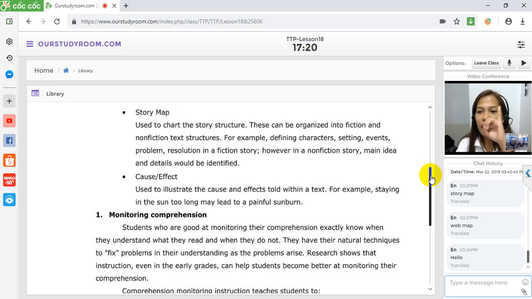Okay, so we have pre-reading, while reading, and post-reading. Okay, post-reading. So in pre-reading, not wedding.